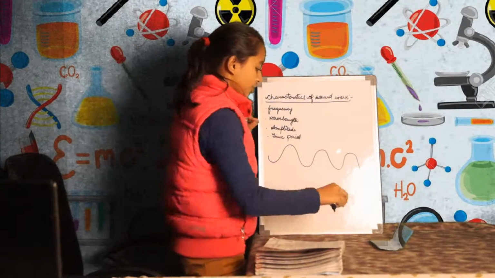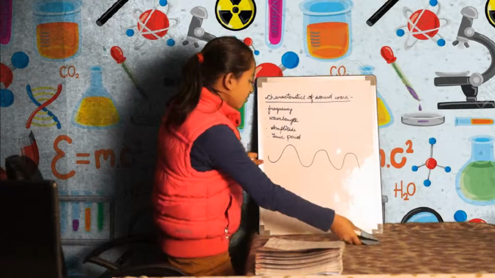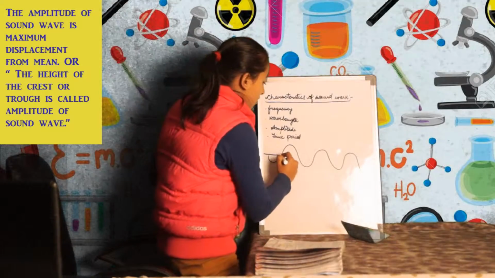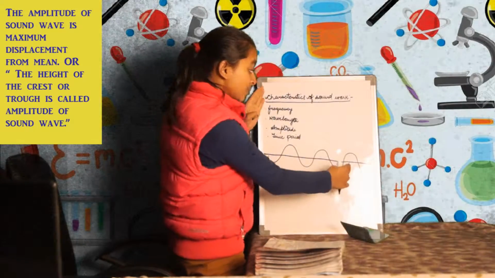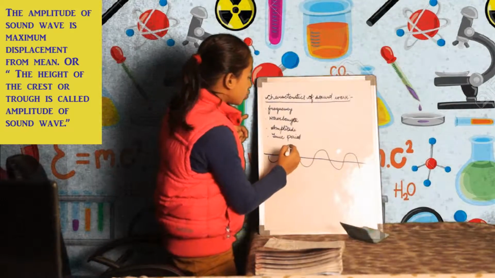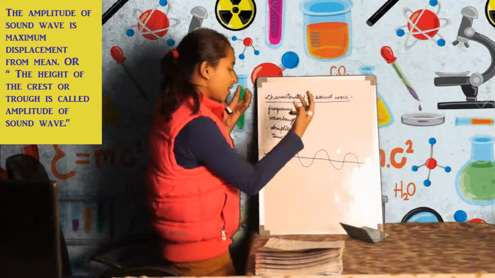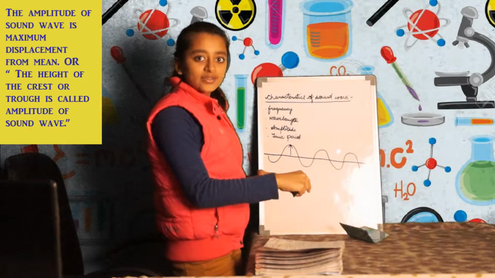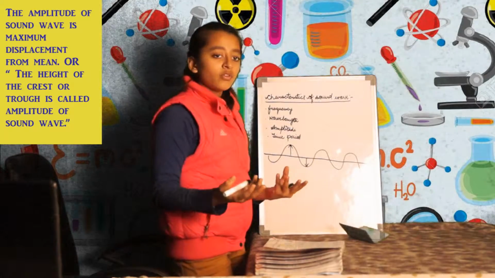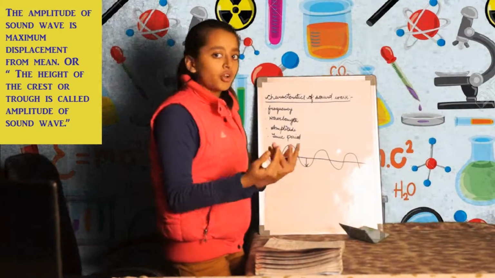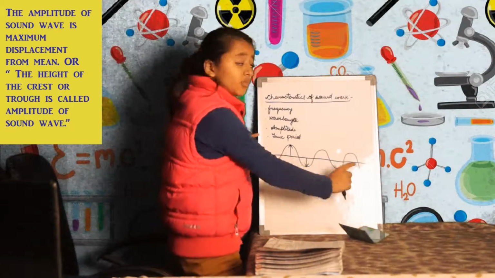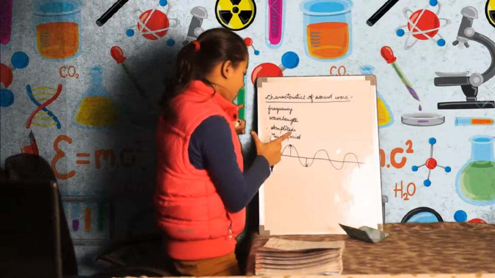Then comes our amplitude. Amplitude is the maximum displacement from the mean. So, if we draw the mean here, then the maximum displacement from here to here, this one is the maximum, so this is going to be our amplitude. It can be on the valley side as well, that is the trough side. And in a longitudinal wave, it can be in a compression or a rarefaction, depending upon the maximum disturbance from the mean value. This is going to be our amplitude.